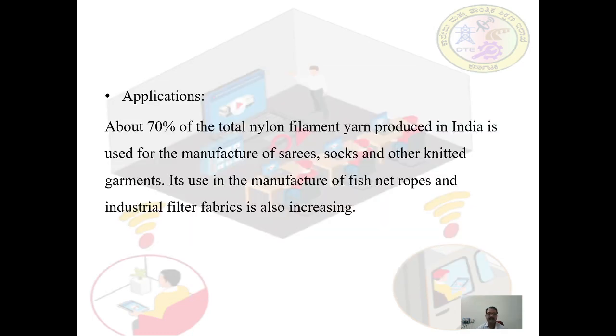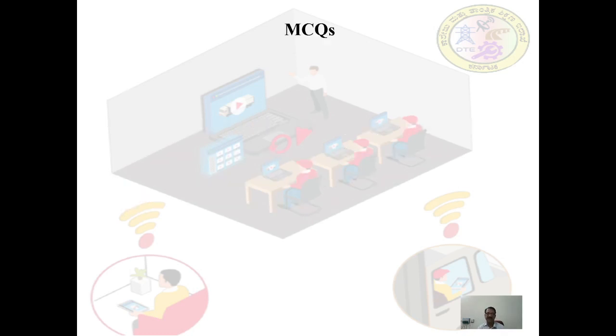Next, applications. About 70% of total nylon filament yarn produced in India is used for the manufacture of saris, socks, and other knitted garments. Its use in the manufacture of fishnet, ropes, and industrial filter fabrics is also increasing. Let us see some of the MCQs.